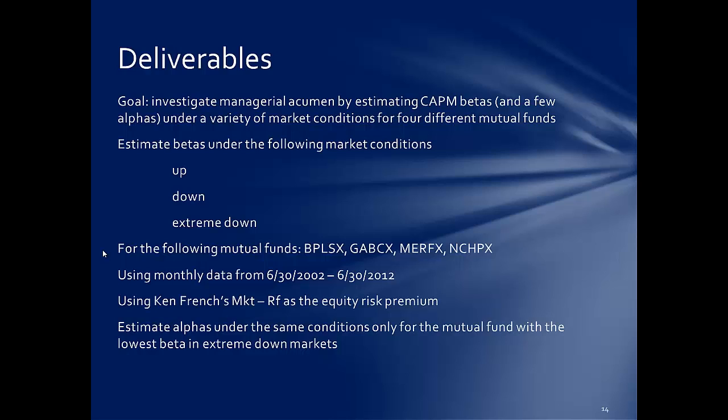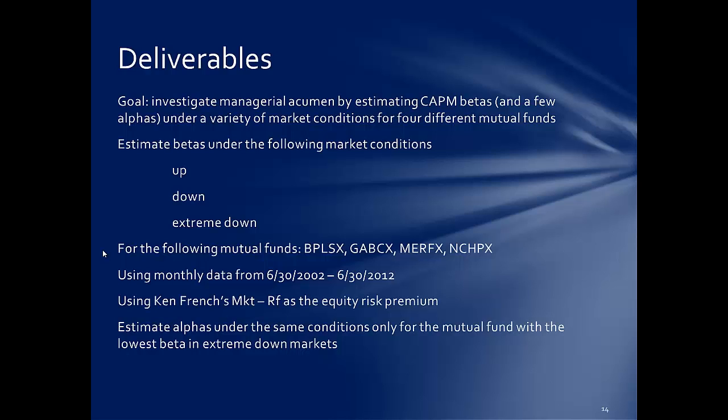You're going to use monthly data from June 30th of 2002 to June 30th of 2012. You'll use Ken French's market minus the risk-free rate as the equity risk premium. And you're going to estimate alphas under each of those same conditions only for the mutual fund with the lowest beta in the extreme down markets.